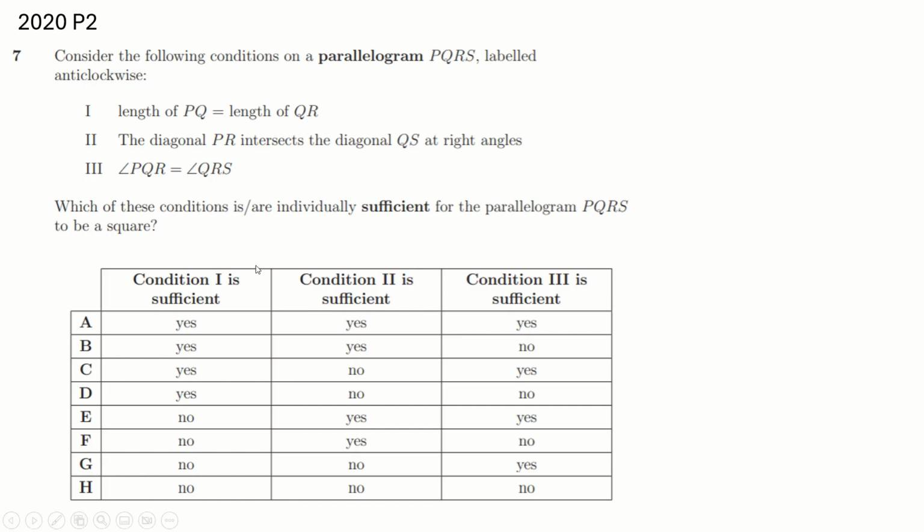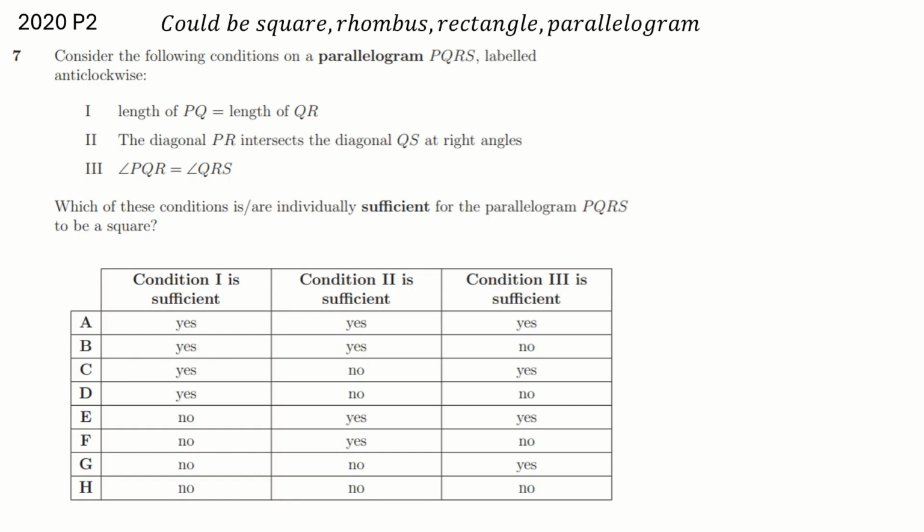We've got 2020 paper 2, question 7. We're talking about a parallelogram in this question. The first thing we'll think is the trap here is to just, in your mind, think of that standard parallelogram shape that everyone thinks of. But if it's talking about a parallelogram, it could be talking about a square, rhombus, rectangle, or that thing that you really always think of as a parallelogram. Any of those 4 things are parallelograms. So it's talking about any of those 4 things.